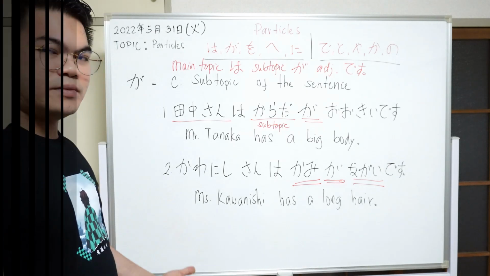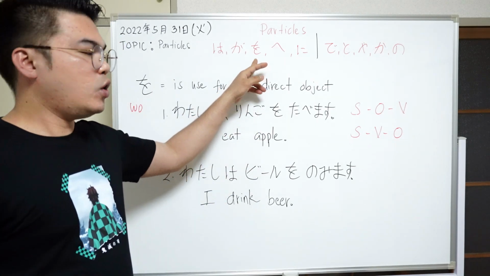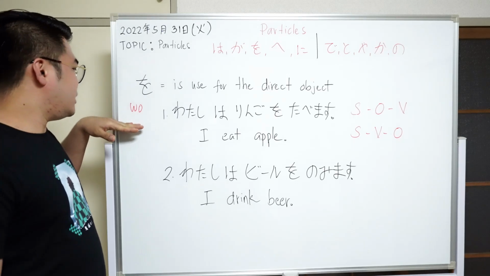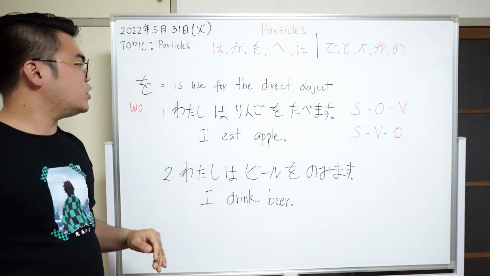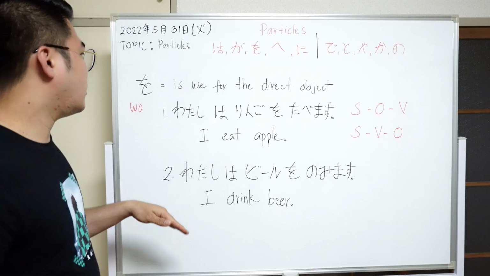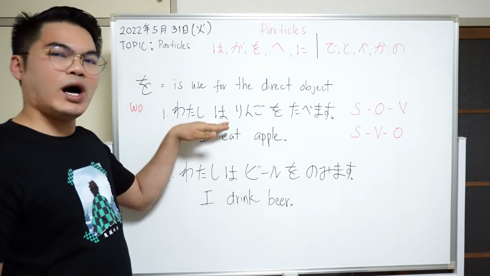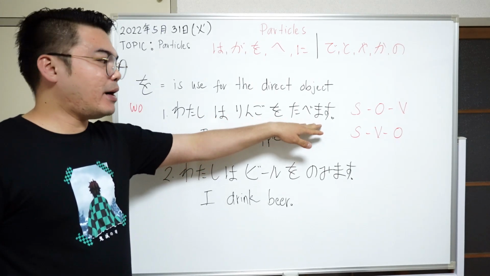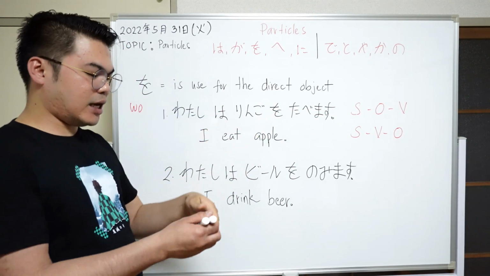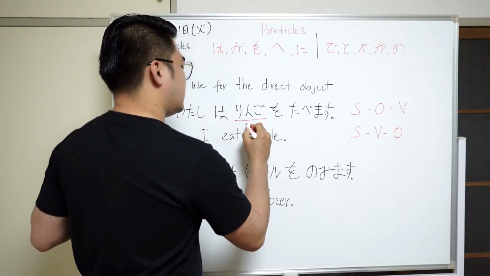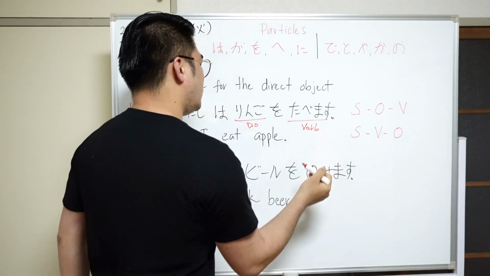Okay, our next particle in basic Japanese is particle o. In the alphabet, it is written as wo, but it is pronounced as o. O is used only for particles in Japanese. O is used for the direct object of the sentence. For example, watashi wa ringo o tabemasu. Watashi wa is our subject here, and ringo is the direct object. Tabemasu is the verb which means to eat.